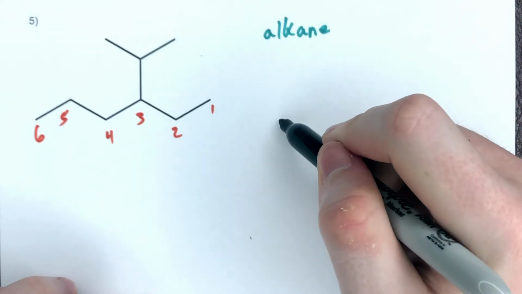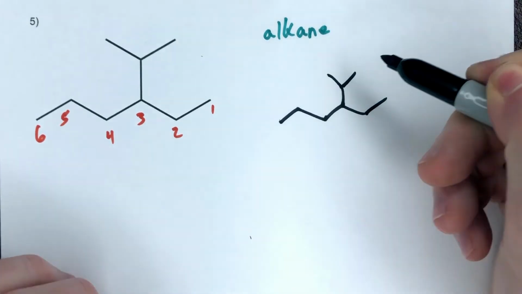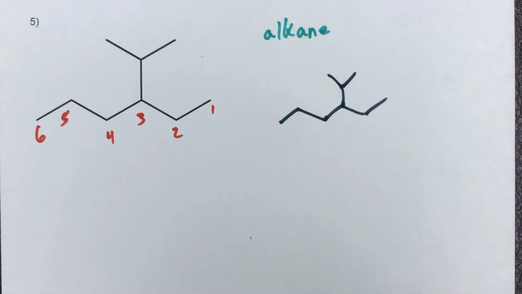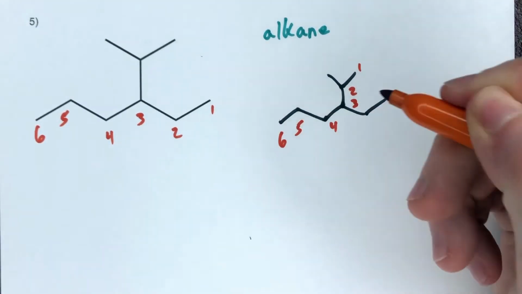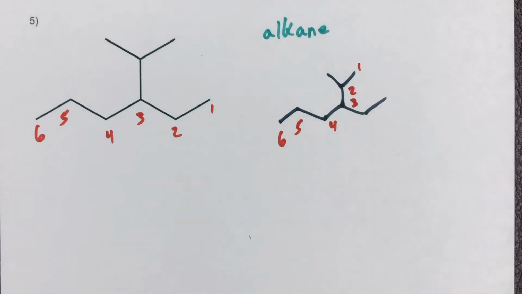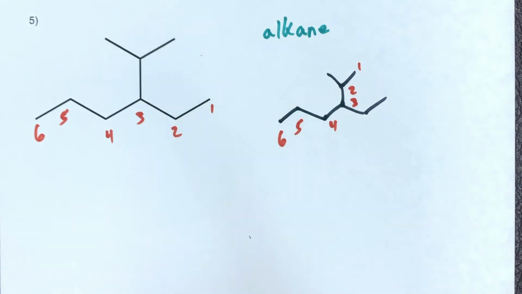Or we can go the other way, where you start at the top of that substituent. So 1, 2, 3, 4, 5, 6. These are both 6. And this one has the lowest number at 3. This one has the lowest number at 2. So this gets the preference.